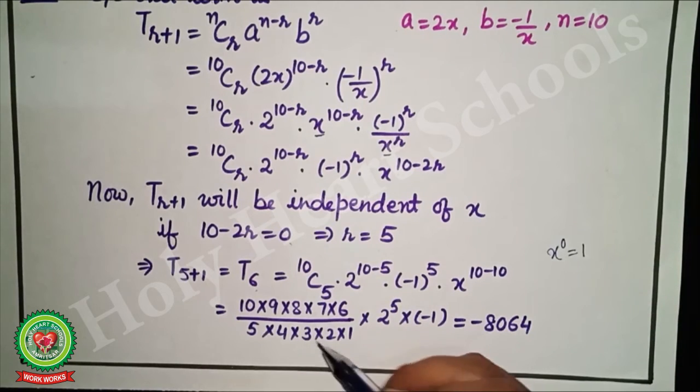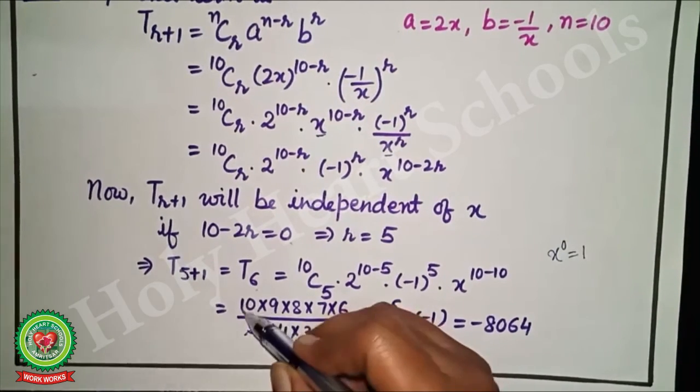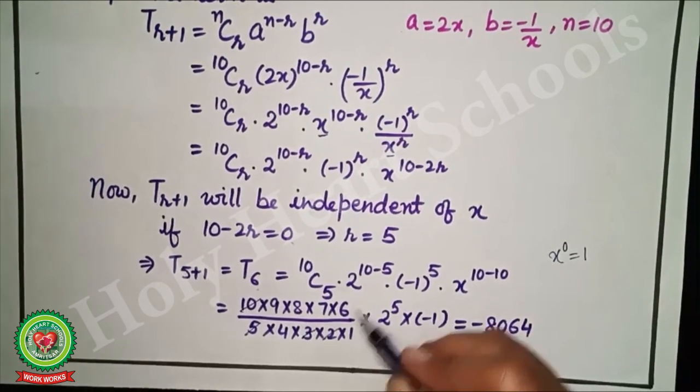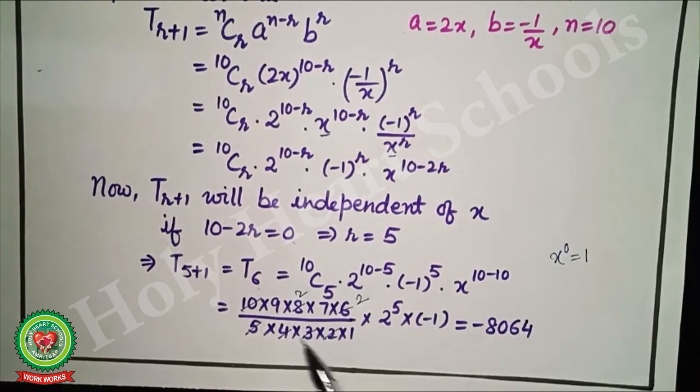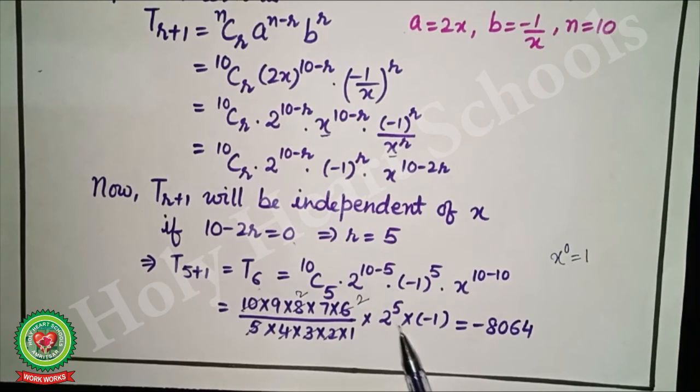So, when you simplify here, 5 twos are 10, then 3 twos are 6 and 4 twos are 8. We are left with the numbers only. Here (-1)^5 is negative because an odd power is there. So, on multiplying the left out terms, we will get the answer, that is -8064. So, T6 is the term which is independent of x.